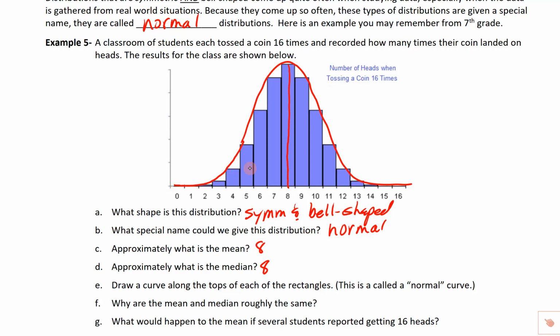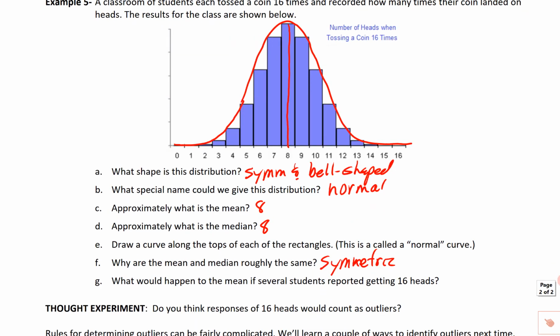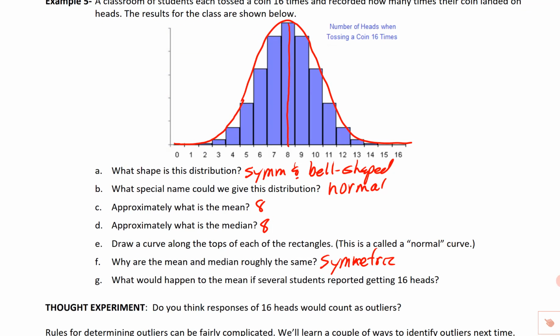And it says, why are the mean and the median roughly the same? Well, that's because it's symmetric, so let's just write symmetric right here. And it says, what would happen to the mean if several students reported getting 16 heads? So if there were a bunch of students, we had the class data, and then a couple came in and said, hey, there were 16 heads when I flipped these coins. So if we had a bunch of them, it turned out to be this. So if we had something like that, what would we say?